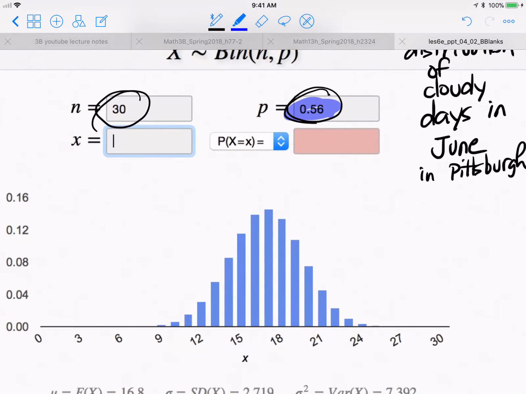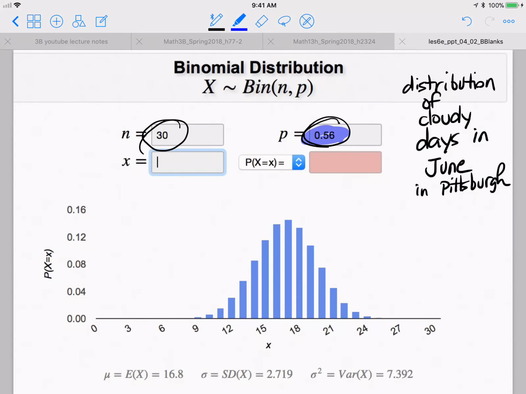Okay. So on average, down here you can see the mean and the standard deviation and the variance. And that 16.8, if you notice, we're working with something that's symmetric. That 16.8 is, this is 9, 10, 11, 12, 13, 14, 15, 16, 17. So it's somewhere like here.